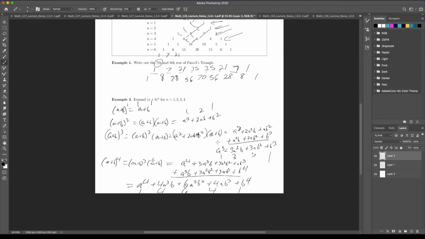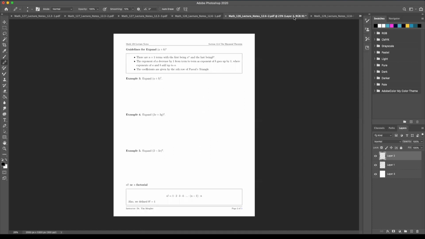And then it goes down by 1, up by 1. Notice here it's a cubed. So the next one, a goes down by 1, b goes up by 1. Next one, a goes down by 1, so a squared, and then b goes up to 2. Same for here. I started at a to the fourth. A goes down 1, b goes up 1, a goes down 1, b goes up 1, a goes down 1, b goes up 1, and then a goes down to 0 and b goes up to the fourth.